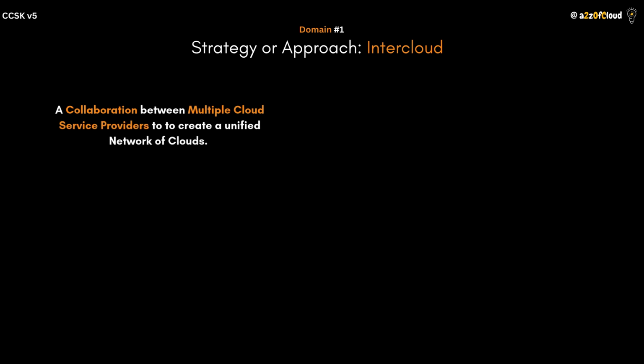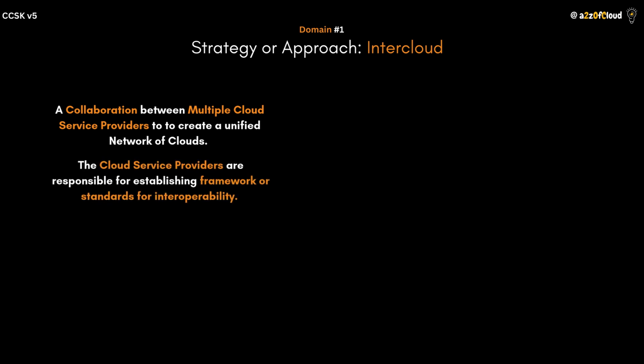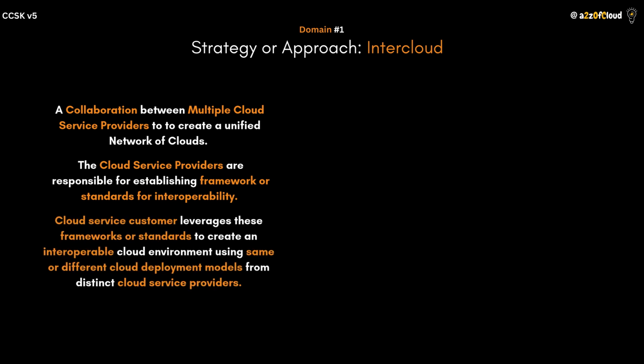Intercloud. This refers to an interconnected global network of clouds. It represents a collaboration between multiple cloud service providers that interconnect their services to create a unified network of cloud environment. The cloud service providers are responsible for establishing framework or standards for interoperability. The cloud service customer leverages these frameworks or standards to create an interoperable cloud environment, using same or different cloud deployment models from distinct cloud service providers.